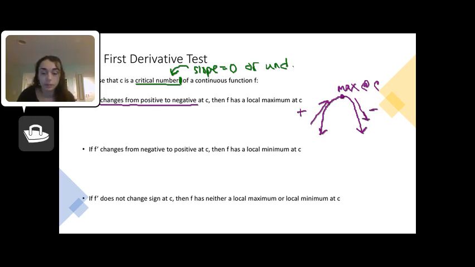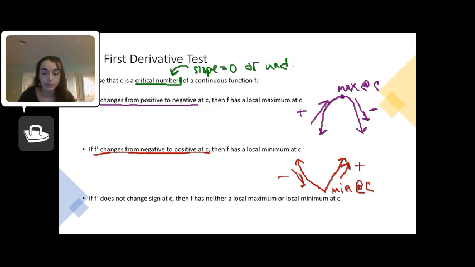Okay, now let's go over the next part of this test. So if f prime changes from negative to positive at our critical value c, so negative slope, we could hit an undefined slope. I'm going to make this one a v. So here we have a minimum at our critical number c. So negative slope to positive slope indicates a minimum.